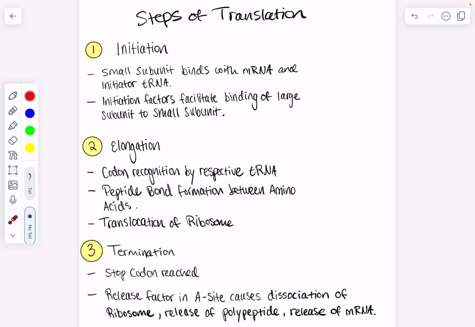Number 2 is elongation. This is going to start with the codon recognition by the respective tRNA in the A site. And also there's going to be a peptide bond formation between the amino acids, between the tRNAs, and also the translocation of the ribosome to continually read the mRNA.